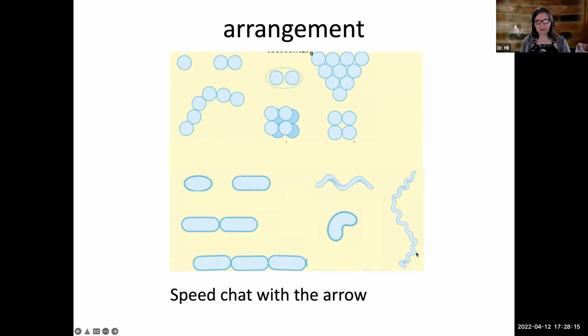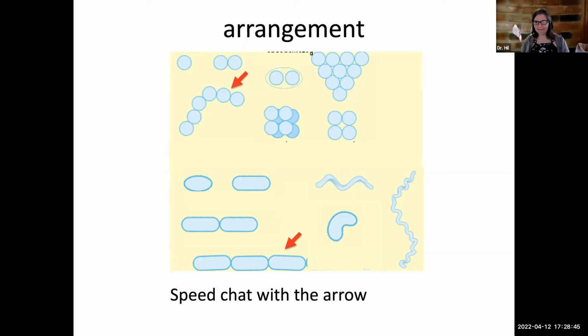Good job. Now let's talk about arrangements. All of the ones that the arrows are pointing to have the same arrangement. What is it? What do we call it? When they're by themselves, we call it single. It's also fine to call it random single. And what are these? Correct. These are diplo.